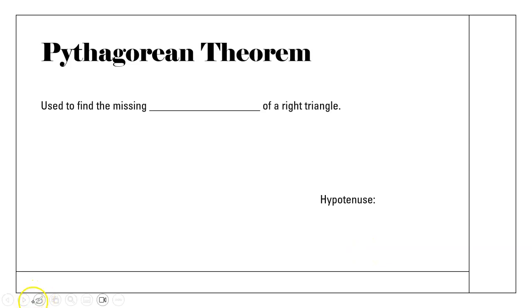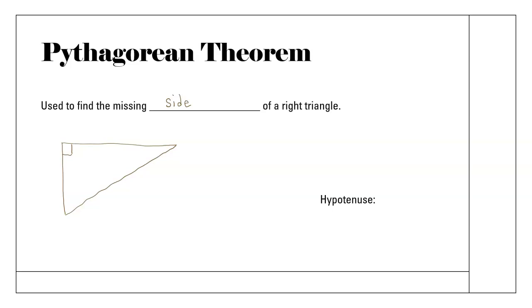The Pythagorean Theorem is used to find a missing side of a right triangle. So that's the purpose of the Pythagorean Theorem. It is not for angles, it's for finding missing sides. A right triangle is a triangle that has a right angle in it. You can only have one right angle because your angles have to add up to 180, so you can have one 90-degree angle in your triangle.